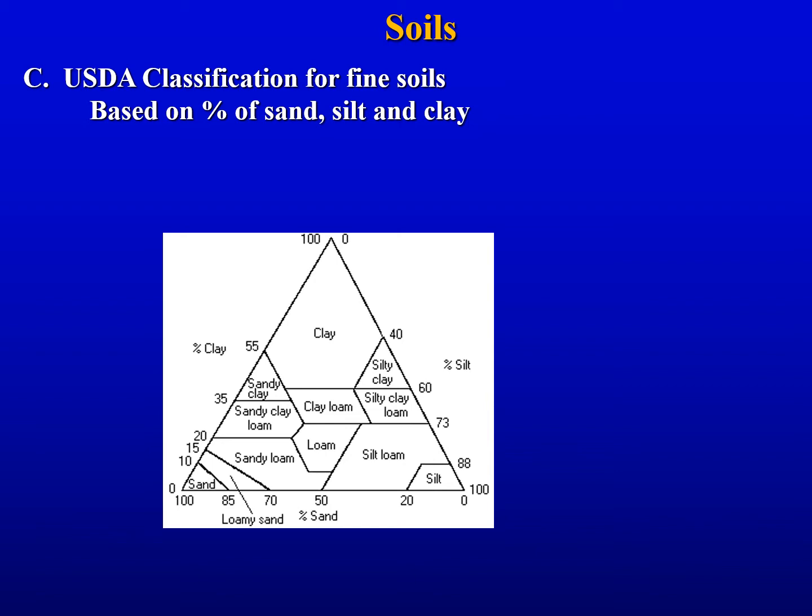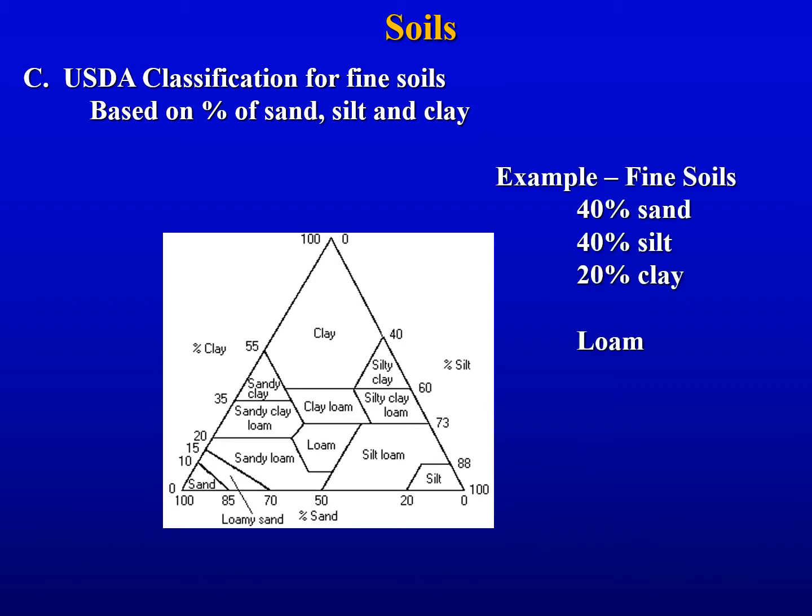It's the U.S. Department of Agriculture classification for fine soils. And it's based on the percentages of sand, silt, and clay. And last class I gave you kind of the definitions for sand, silt, and clay in terms of size. Basically what you do is you put these soils in a stack of sieves that have various size openings, and you shake the soil around until all the sand ends up in one sieve and all the silt ends up in another sieve and all the clay ends up in the bottom, and then you simply look at the proportions. And the way this works is you get different soil types depending on the percentage or the proportions of sand, silt, and clay. So here's an example.